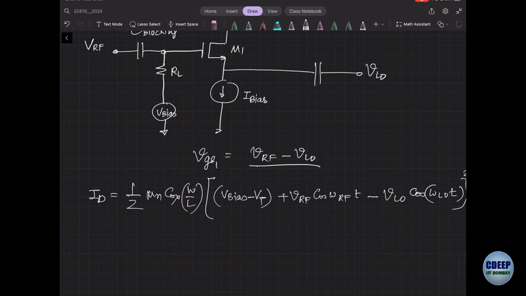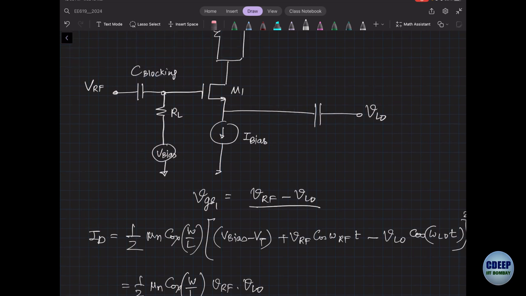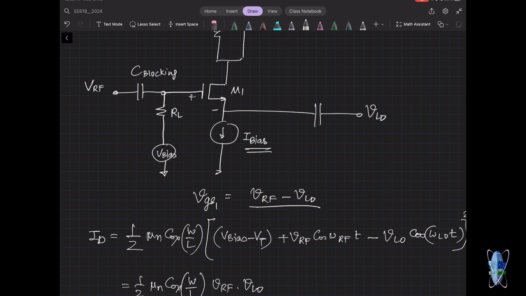So again, the cross term will be equal to half mu n C ox W by L, and then you will have VRF, VLO. Okay. What about the source DC voltage? Yeah, so what happens is, we have a current I bias flowing here. So that I bias will set a potential across this, and that will be equal to VGS. Right? So this DC bias current will set your VD sat at that point. So that's kind of incorporated in this equation, right?